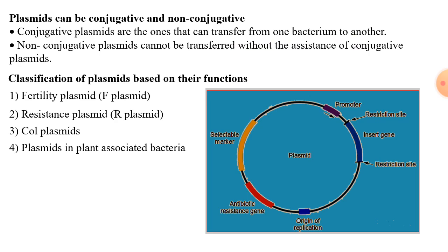Classification of plasmids based on their function: F plasmid or fertility plasmid, resistance plasmid or R plasmid, Col plasmids, and plasmids in plant-associated bacteria.